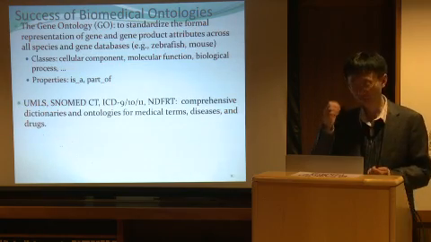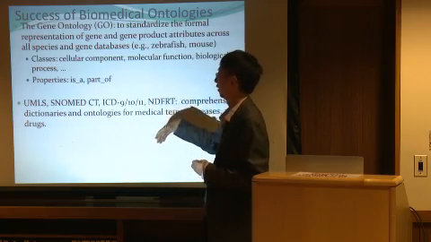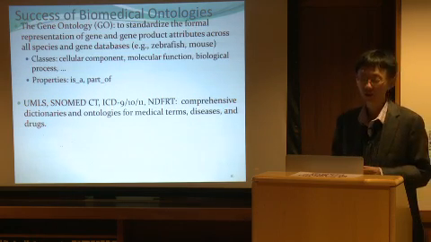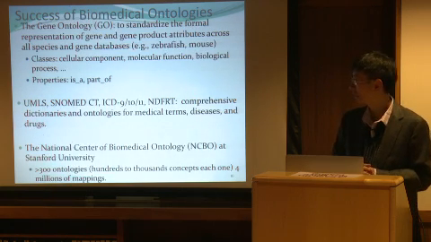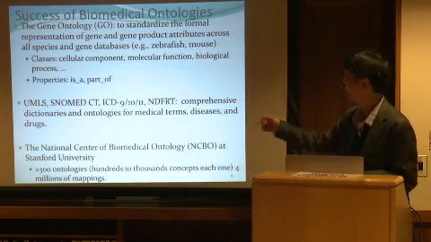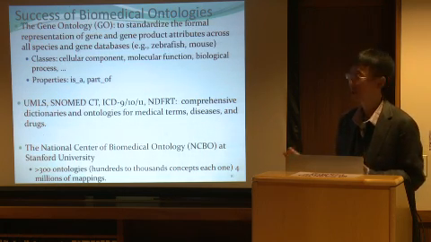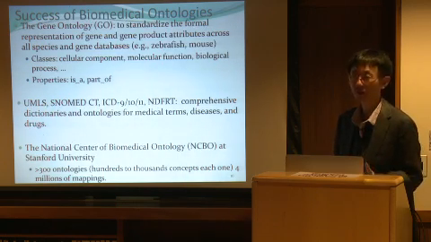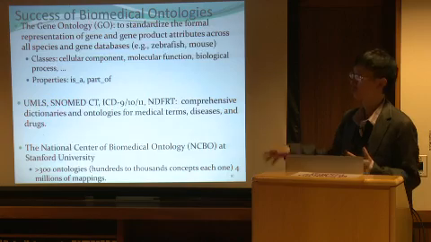There are also other biomedical domains, for example medicine and drugs, with similar efforts. But I think the Gene Ontology is the most successful so far. I was at Stanford for my first sabbatical. I haven't done my second yet, but this was my first. I was working in this group. They have a center called the National Center for Biomedical Ontology, supported by NIH. They host more than 300 ontologies, and each of them has hundreds of thousands of concepts.